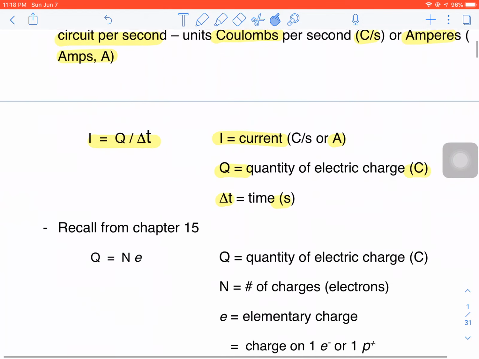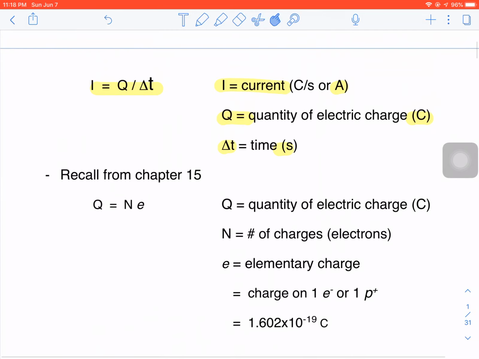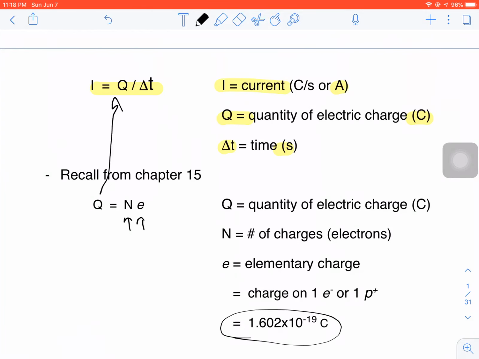So we know from chapter 15 that we can use Q equals NE to calculate the Q that we're going to use in here, right, where N is the number of electrons or charges and E is the elementary charge, 1.602 times 10 to the negative 19th coulombs. Because it's the charge on an electron, it's also the charge on a proton. Right? We often neglect to say that when we're saying E, the elementary charge, is the charge on an electron. Well, it is, but it's also the charge on a proton.